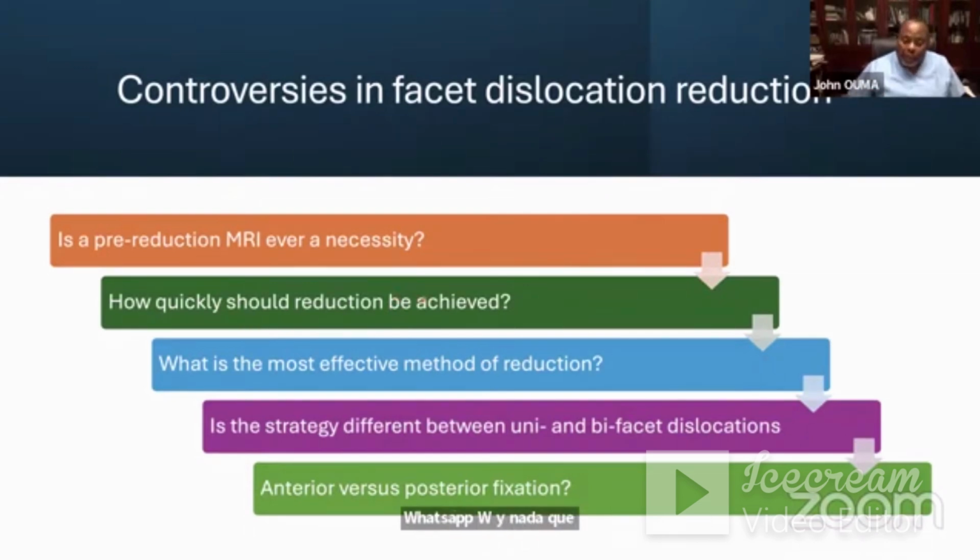The other controversy is how quickly should reduction be achieved, and I'll show you one aspect from the South African courts. What is the most effective method of reduction, which speaks to controversy number 2? Should we be teaching our students skull traction as a primary method, or should we be encouraging manual reduction? At what point should we be advocating for open reduction? So these are all controversies. The strategy between uni and bifacet dislocations: there is literature suggesting that unifacet dislocations are particularly difficult to reduce with skull traction. And I don't know, we'll perhaps hear from other panelists if that is the experience. And then, of course, the controversy of anterior versus posterior.